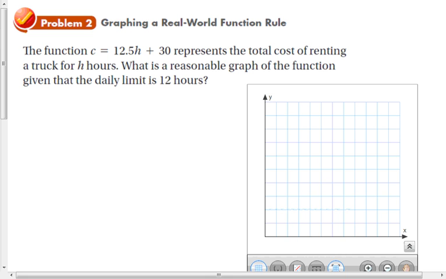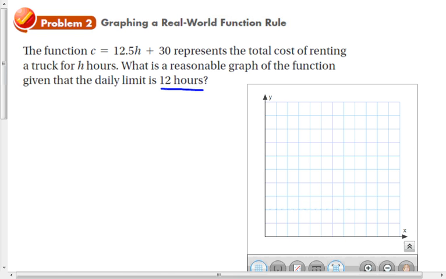Okay, graphing a real-world function. When you are graphing a real-world function, you have to think about what values make sense in the problem. The input values that make sense is called the domain. The output values that make sense is called the range of possible values. So if you look at this column, it says this function represents the total cost of renting a truck for H hours. What is a reasonable graph of the function, given that the daily limit is 12 hours? So we don't want to do any numbers higher than 12, and I don't want to do any negative input values either, because you can't really rent a truck for like negative 2 hours.